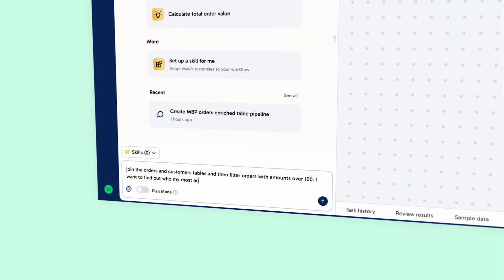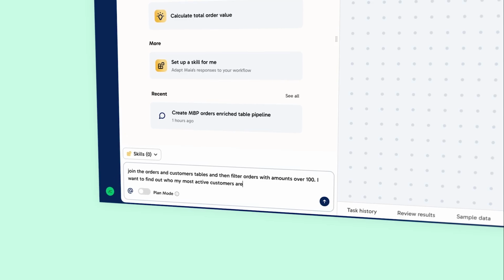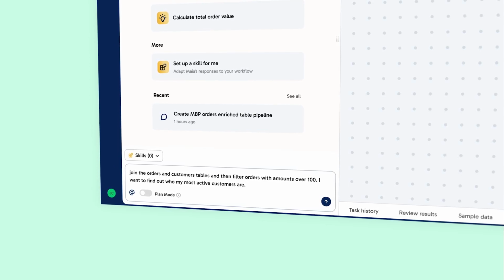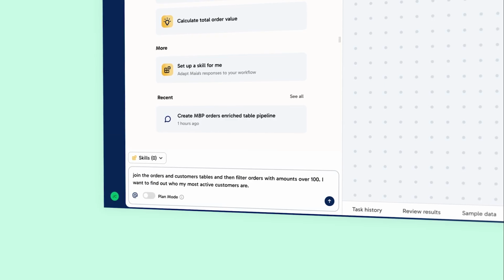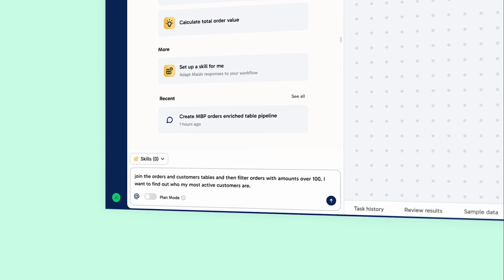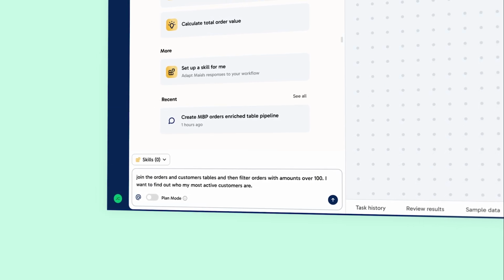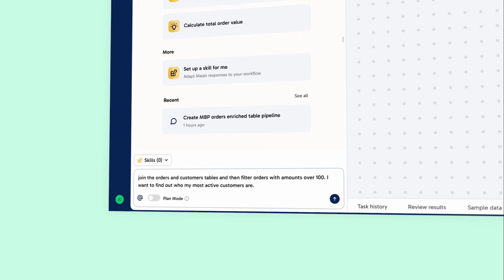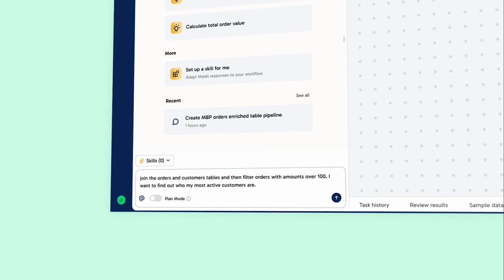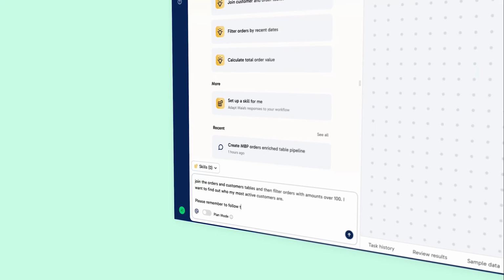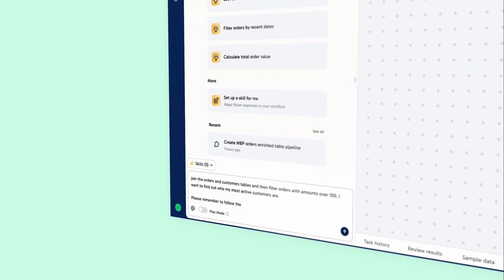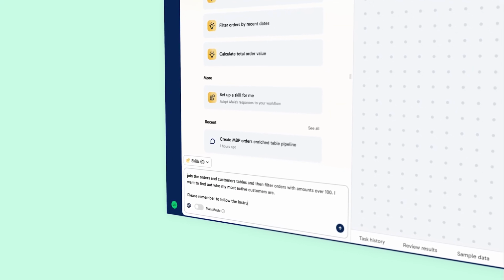Another good practice is to avoid only describing the task. It helps to explain the outcome you are hoping to see. If your goal is to keep only active customers, reduce duplicates, or improve performance, Maia can choose better approaches when the outcomes are specified.